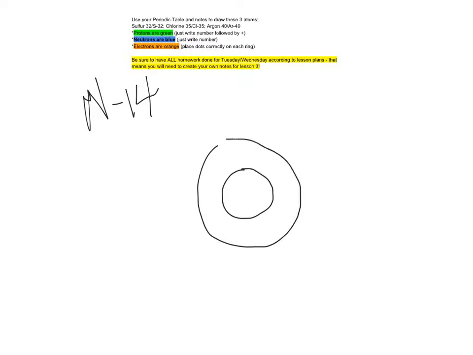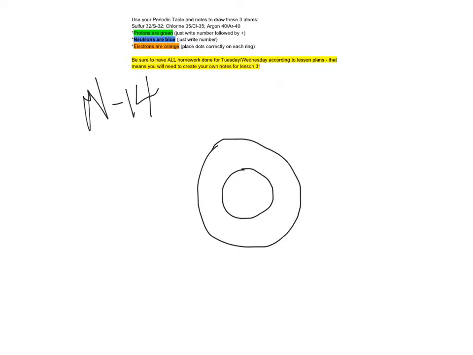All right, so let's practice using nitrogen 14. So nitrogen is in period 2, so that means it has 2 rings for the electrons, 2 energy levels. Nitrogen has an atomic number of 7. The atomic number identifies the number of protons and the number of electrons.